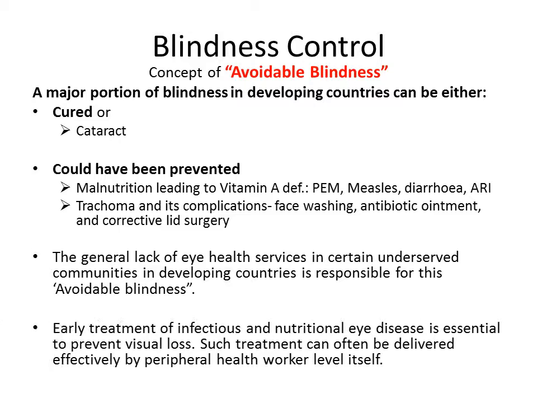Early treatment of infectious diseases of the eye and nutritional eye disease is essential to prevent visual loss. And moreover, such treatment can often be delivered effectively at the peripheral health worker level itself. It does not require an ophthalmologist or even a doctor or even a nurse to administer antibiotic ointment for trachoma treatment or to give vitamin A drops.